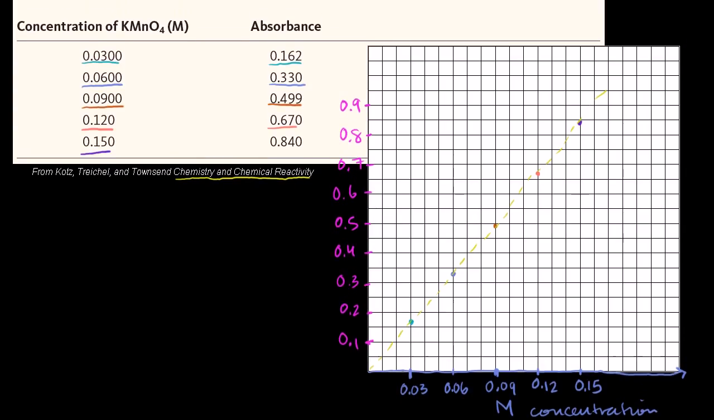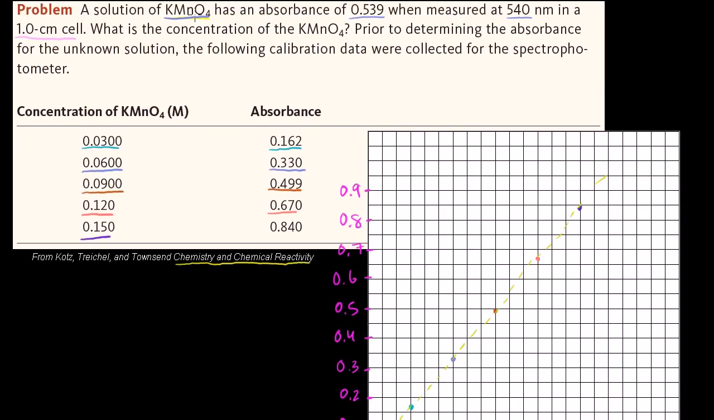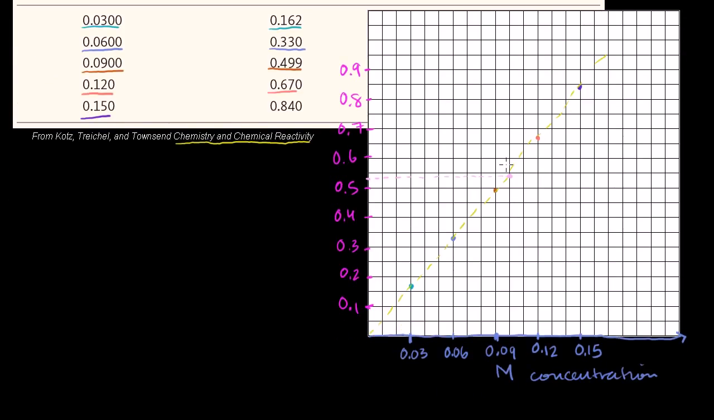Now, let's go back to our problem. We know that a solution, some mystery solution, has an absorbance of 0.539. So 0.539 is our mystery solution, and I'll do it in pink. Our absorbance is 0.5, this is 0.55, so 0.539 is going to be right over there. And we want to know the concentration of potassium permanganate. Well, if we just follow the Beer-Lambert law, it's got to sit on that line. So the concentration is going to be pretty darn close to this line right over here.